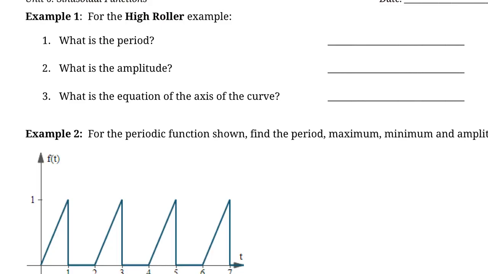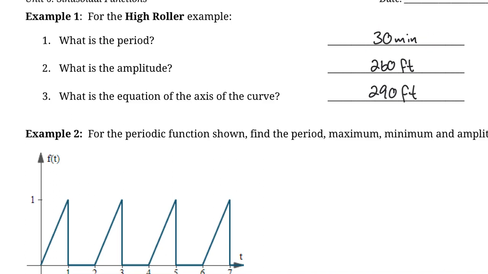And now I want you to go back to our graph of the high roller and on your own determine the period, amplitude, and the equation of the axis of the curve, and then come back to the video to check your answer. So the period was 1 full revolution of the high roller, which took 30 minutes.